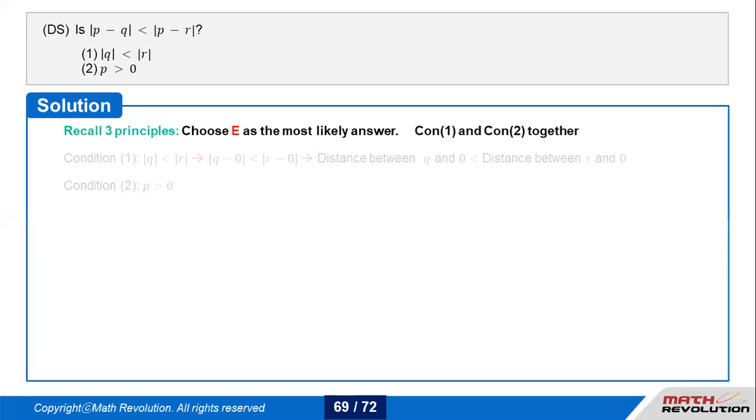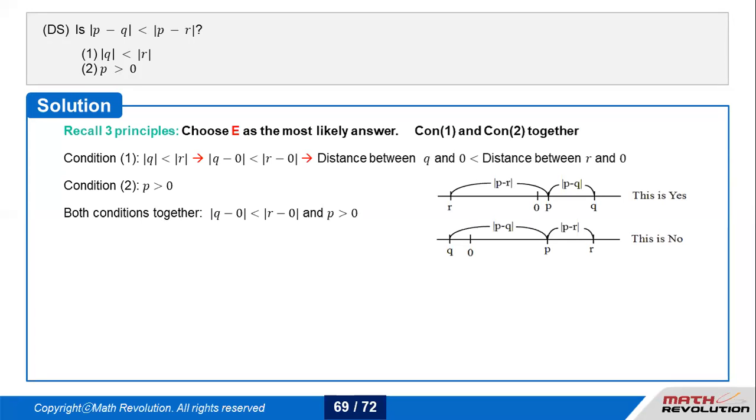So we'll combine both the conditions. Condition number 1 says that modulus of q is less than modulus of r. If I subtract 0 from both sides, it becomes modulus of q minus 0 is less than modulus of r minus 0. That means the distance between q and 0 is less than the distance between r and 0. And p is already greater than 0.